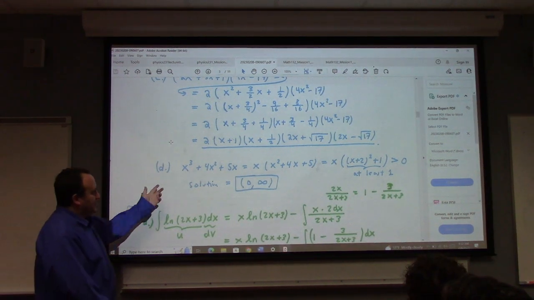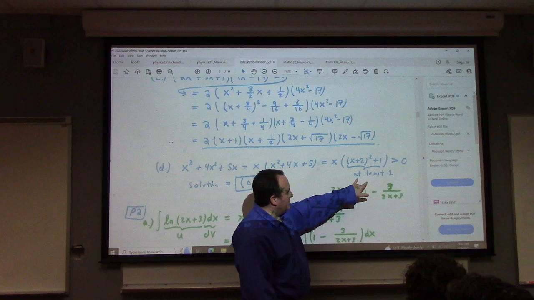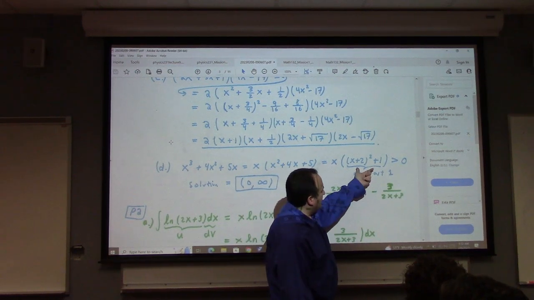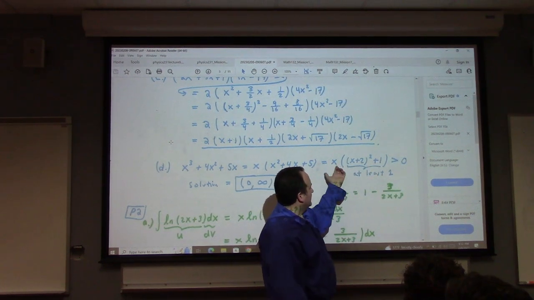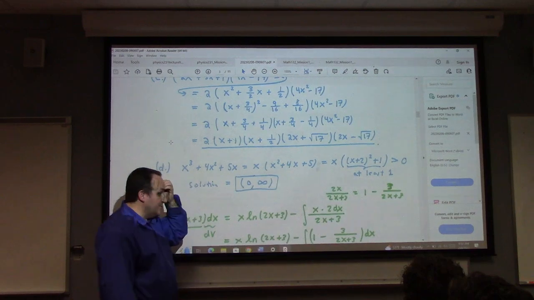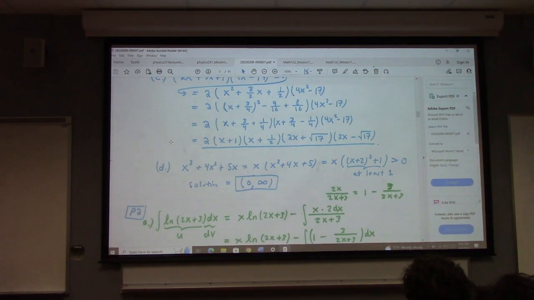You just complete the square on this thing. If this is a prime, it's either all positive or all negative. This one's all positive, and so it just is the same as x is greater than 0. Since this is always at least 1, the answer is 0 to infinity. So that was that.